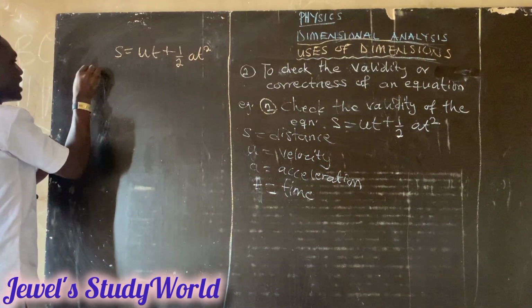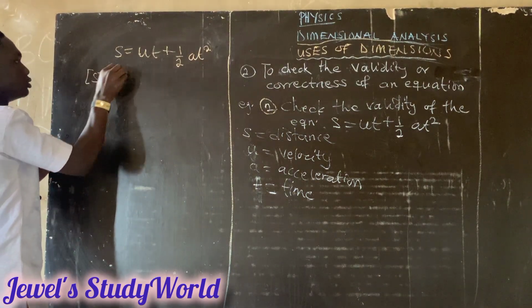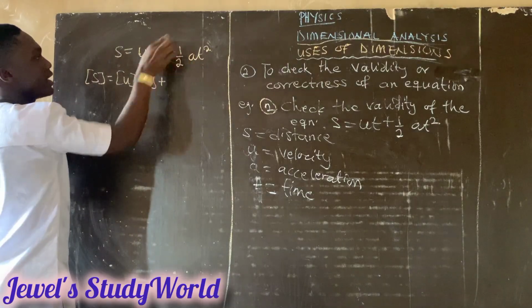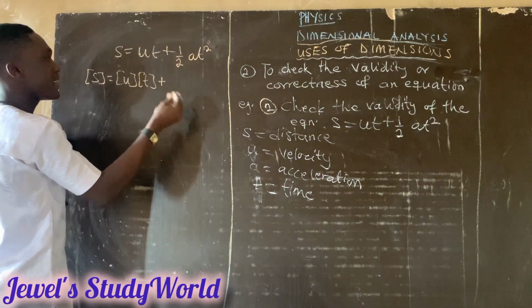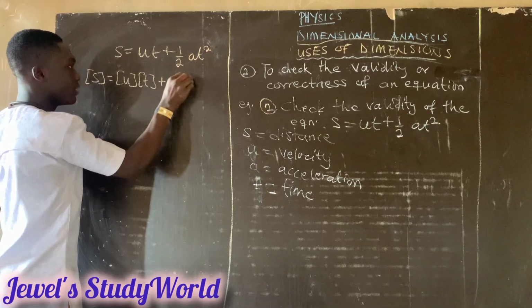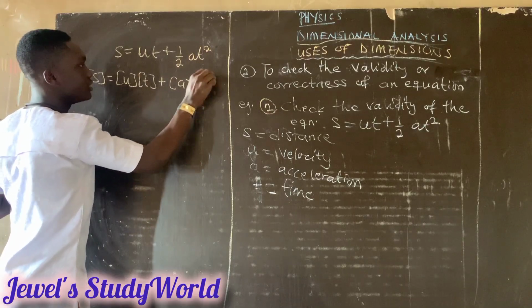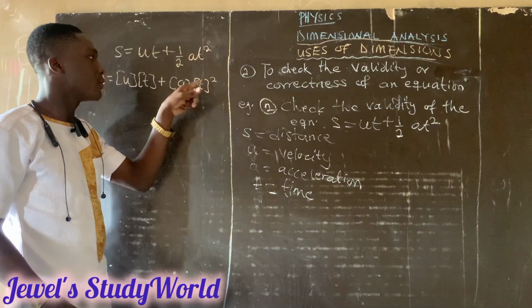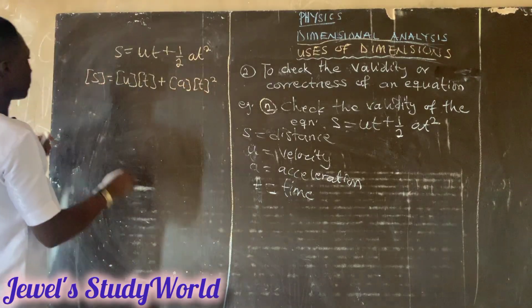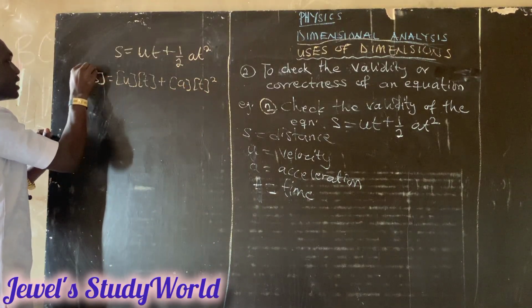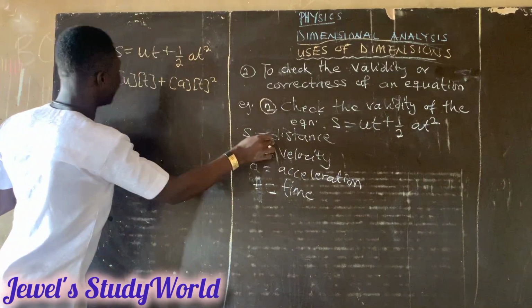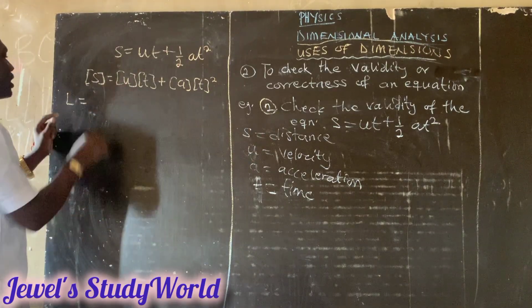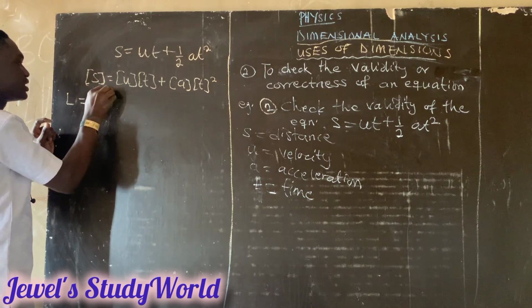Now the dimension of x is equal to the dimension of u times the dimension of t plus the half here will be eliminated because it is dimensionless. So then the dimension of a times the dimension of t then squared. Note, don't bring the 2 or the square into the bracket. Okay, so x here is distance, and distance is L. So u here is LT negative 1.